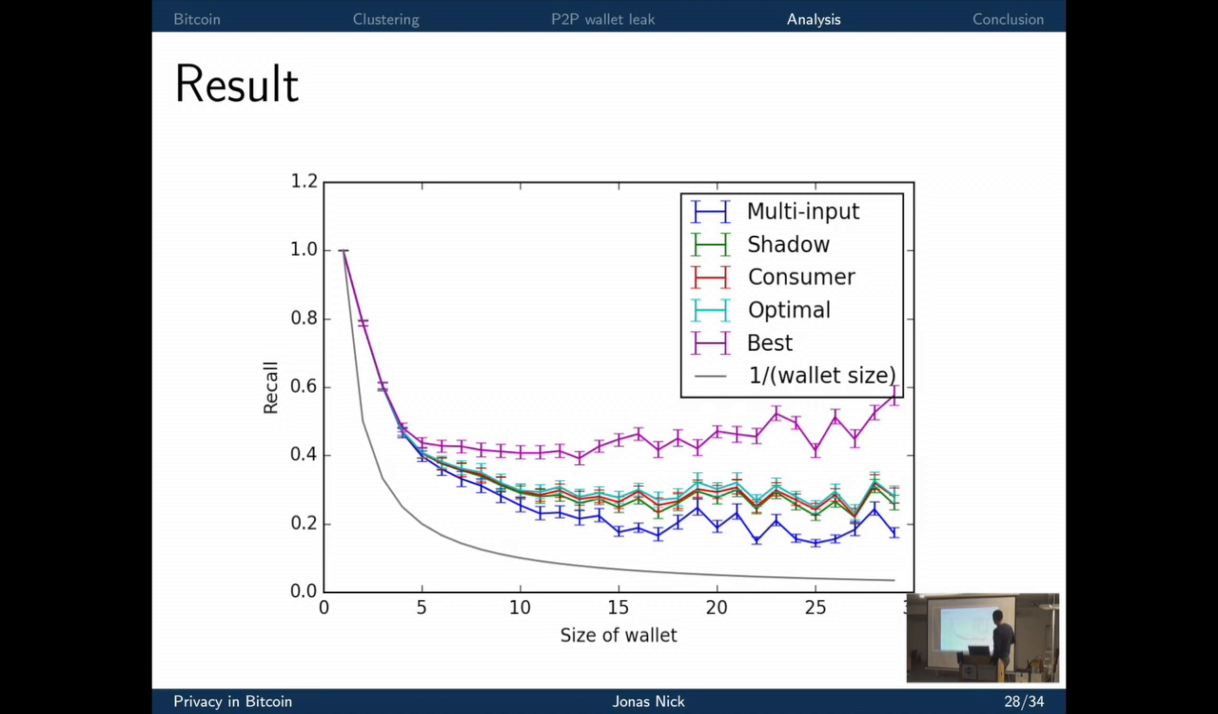Here you see basically all of the heuristics. The violet one is the best heuristic, and green is the shadow heuristic, so this helps quite a bit. The other two, consumer and optimal, don't help so much, at least it looks like that in the graph. But if you look into the data, they both helped at least in 1,000 wallets. So they improved the result in 1,000 wallets each.